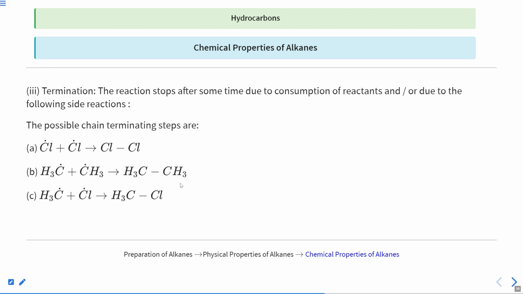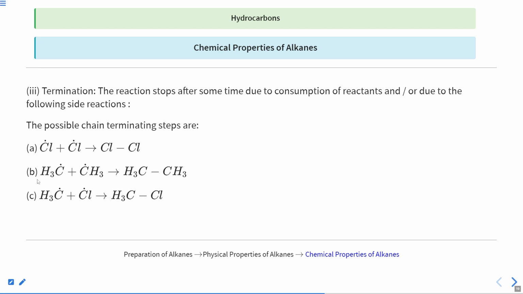Okay, last is the termination step. So what happens in the termination step? If two radicals are reacting, that gives us the termination step. So you need to be able to characterize the reaction. You can be given a question, and I've seen such a question earlier, asking which reaction is termination, which is initiation, and which is propagation. So there is a way to identify it. If your reactant side has only and only radicals present.